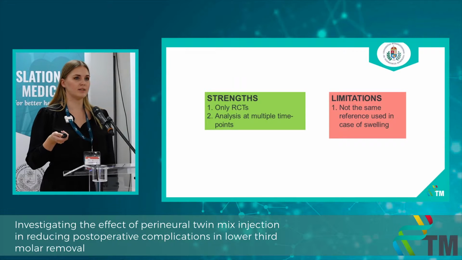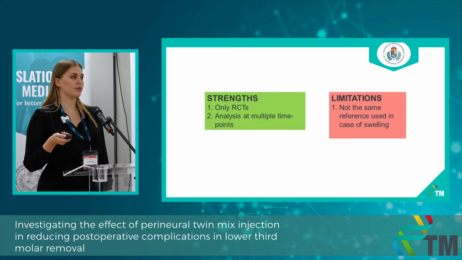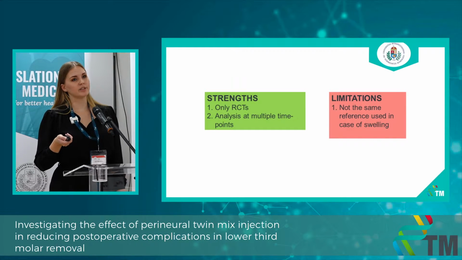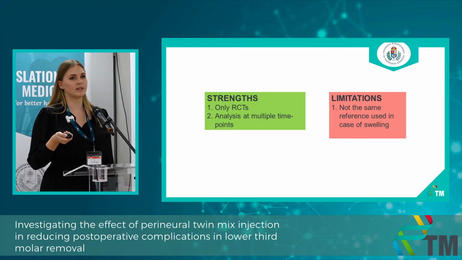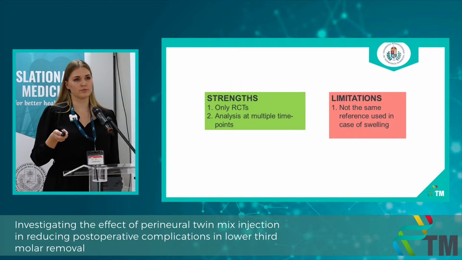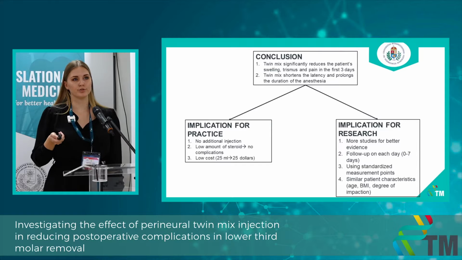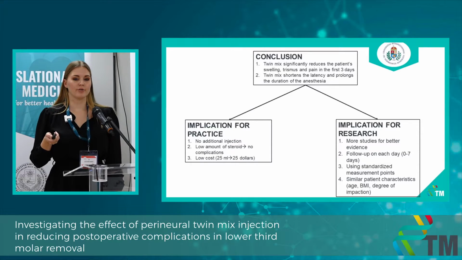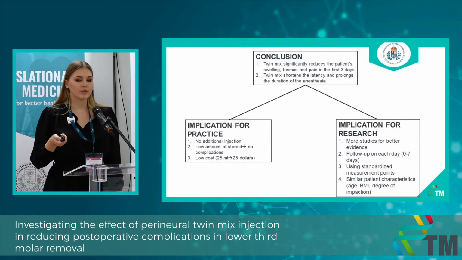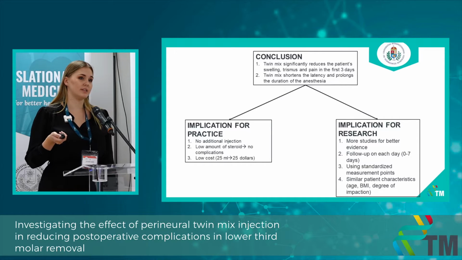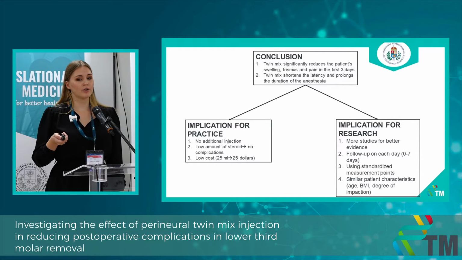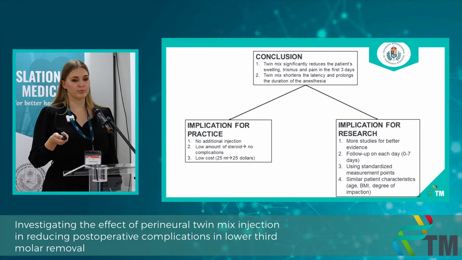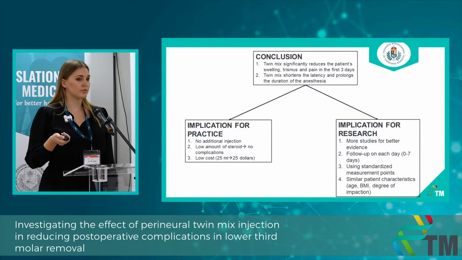The strength of this meta-analysis is that only RCTs were included, and the analyses were performed at multiple time points, and the limitation of this meta-analysis is that not the same references were used in case of swelling. In conclusion, the twin mix significantly reduces the patient's swelling, trismus, and pain in the first 3 days. And we can say that the twin mix is really useful because no additional injection is needed, and it contains a low amount of steroids, so it means there is no complication and the cost is low.